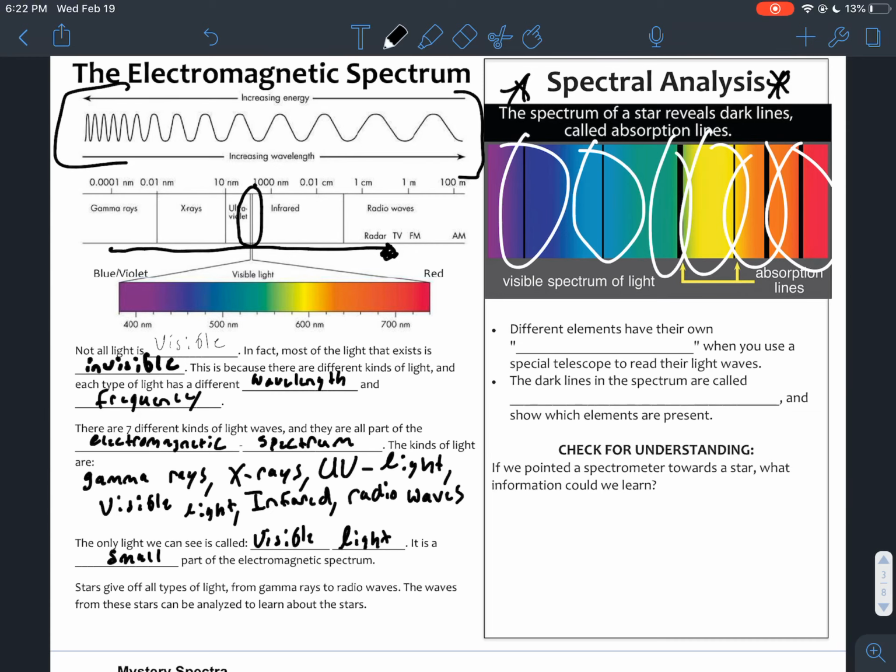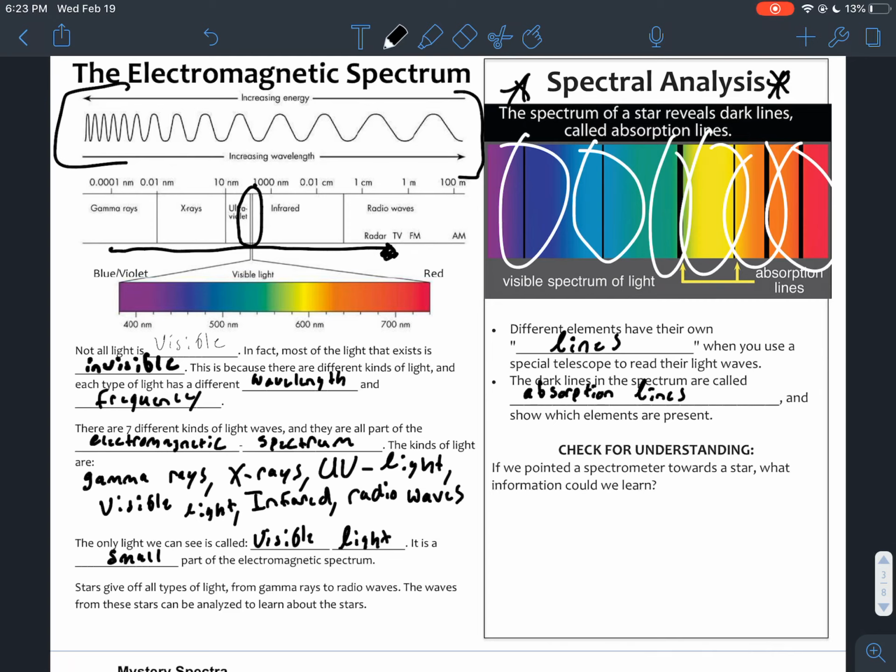So different elements have their own lines. It's a big space for you to just write the word lines. Those elements we learn about in chemistry, you can figure out if they're in a star just based off this special type of picture when you use a special telescope to read their light waves. The dark lines in the spectrum are called absorption lines, and they show which elements are present.